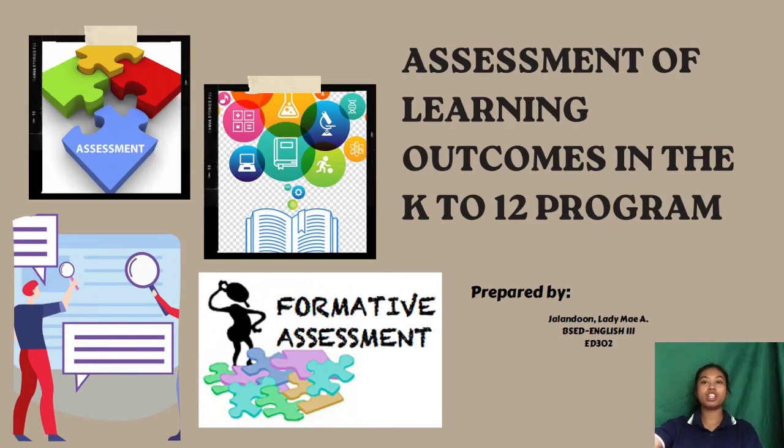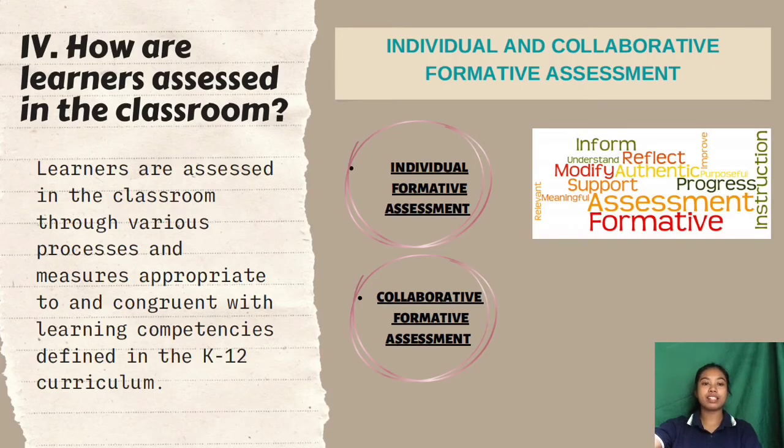My topic is the continuation of Shailani Gahela's report about the policy guidelines on assessment of learning outcomes in the K-12 program. So we are already here, number 4. How are learners assessed in the classroom? Learners are assessed in the classroom through various processes and measures appropriate to and congruent with learning competencies defined in the K-12 curriculum. Some of these processes and measures may be used for both formative and summative assessment, which have different goals. So learners may be assessed individually or collaboratively.